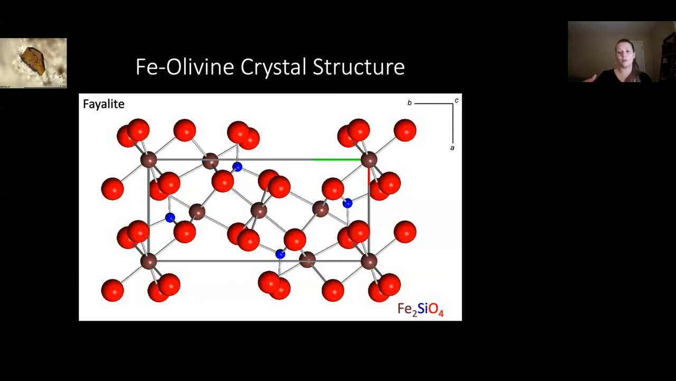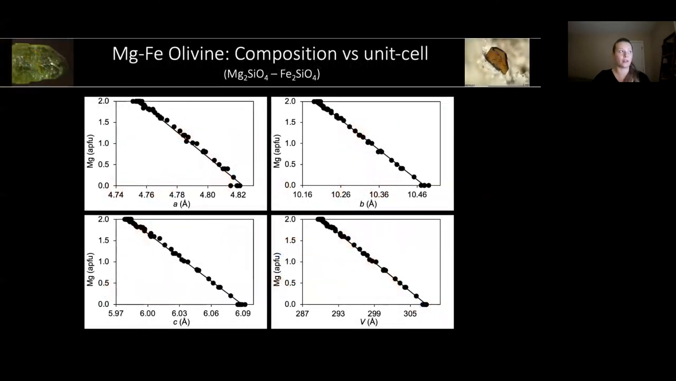What this means is that when I get X-ray diffraction data from CheMin, I can accurately predict the amount of iron and magnesium that is present in that olivine on Mars. And I can also do this for many other mineral phases as well, not just olivine.